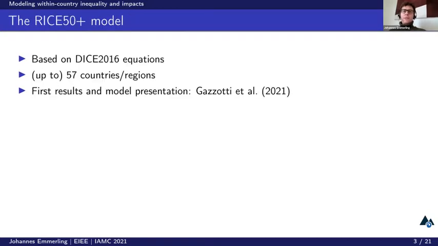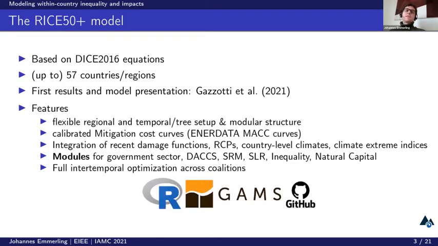Maybe I don't need to repeat the literature here, just saying that the model that we are using is what we call the RISE 50 plus, which we've been working on over the last 2 or 3 years, which started based on DICE 2016. So it comes more from the cost benefit integrated assessment models, and the main feature is that it has most country level detail, in that we feature 57 countries/regions. So the idea was to capture the highest level of national detail wherever we find especially mitigation cost functions available, and this happens to be 57, for which Enadata provides MAC curves, so we can replicate the mitigation cost across countries, which is important, of course, for mitigation.